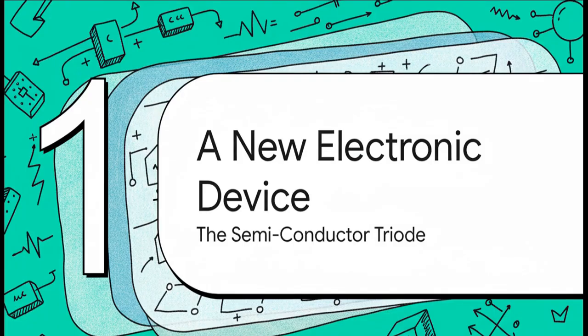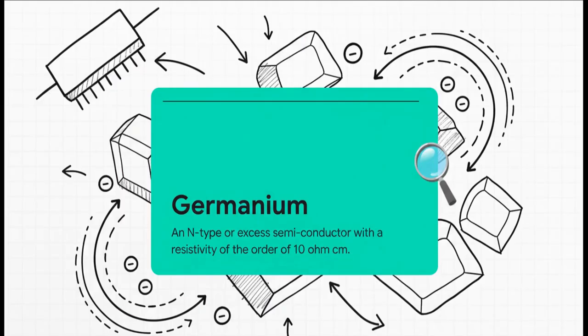So first up, a new electronic device. What is this thing they built? Let's peel back the layers and take a look at the actual physical setup of what they called a semiconductor triode. Everything, and I mean everything, starts with this stuff, germanium. The paper is really specific, calling for an N-type semiconductor with a certain electrical resistance. Now, all N-type really means for us is that it's a material that just happens to have extra electrons hanging around, ready to carry a current.